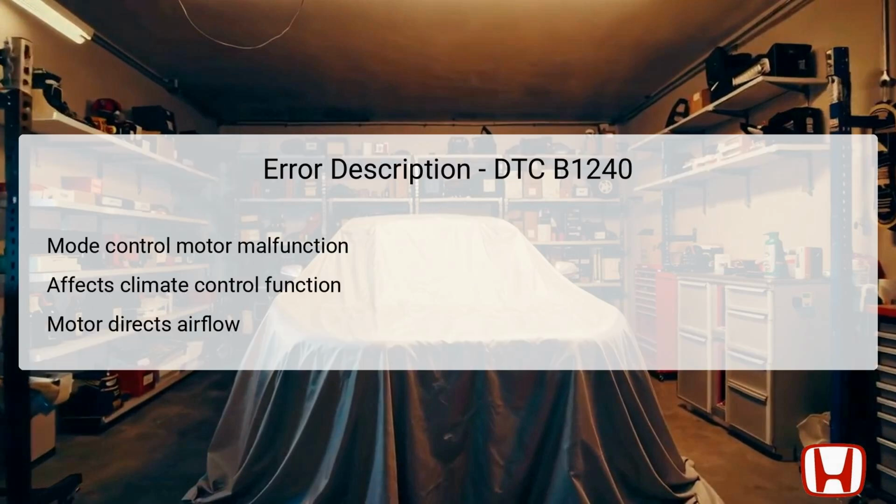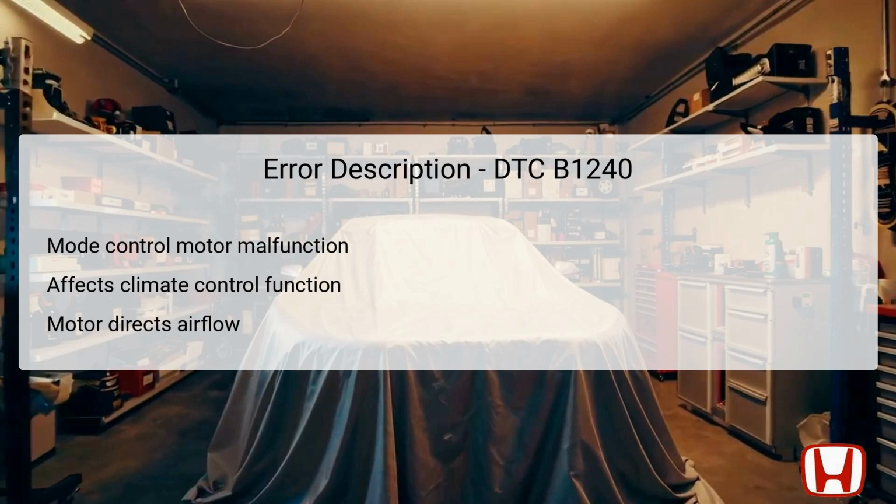DTC B1240 indicates a malfunction associated with the mode control motor, which directly impacts the climate control system's ability to function properly. The mode control motor is responsible for adjusting the position of doors that control the flow of air within the vehicle. Located behind the dashboard, it operates several control settings to direct airflow to ventilate different areas of the cabin effectively. If there's an issue within the mode control motor circuit, it may lead to improper airflow distribution, resulting in driver and passenger discomfort.